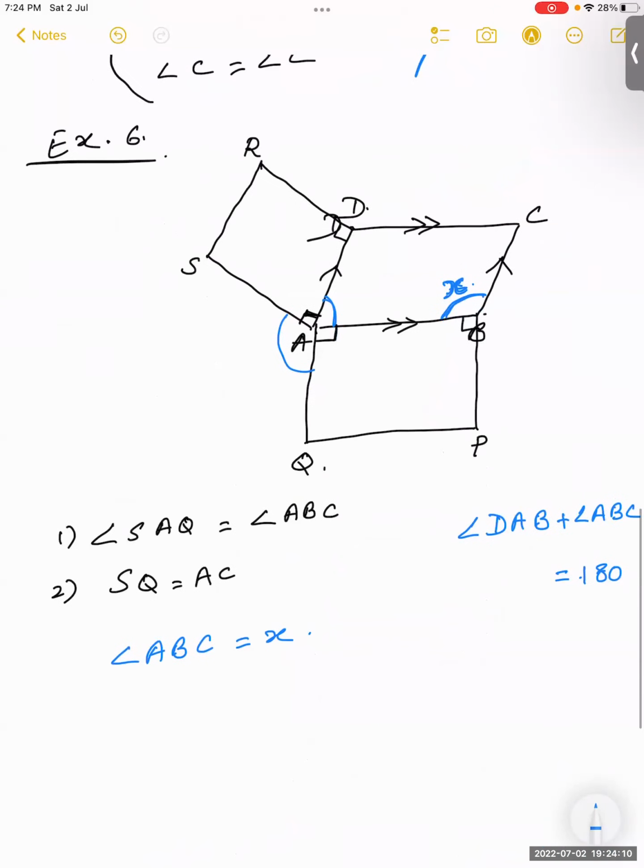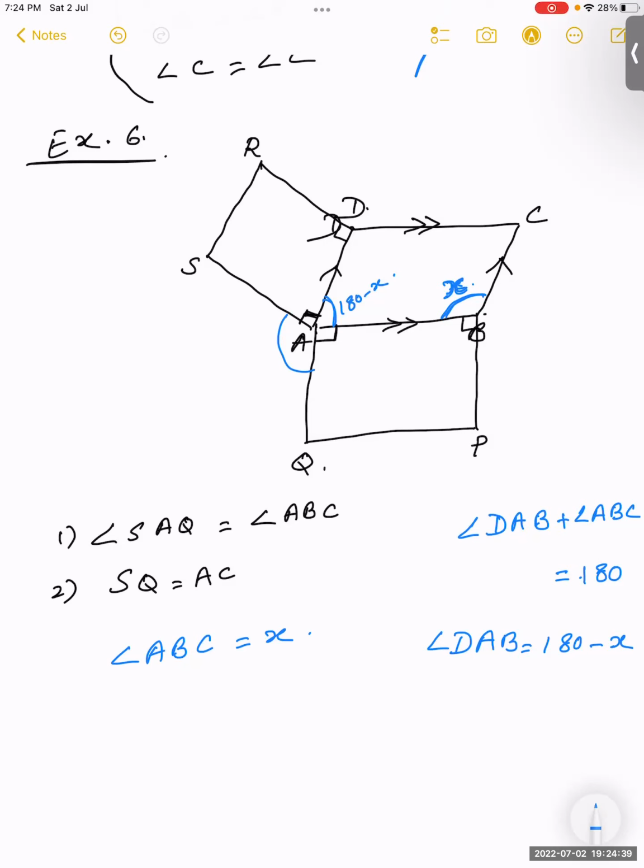So now, angle DAB plus angle ABC is 180 degrees. So what is angle DAB? DAB is 180 minus X. Did you understand this? Because I said angle ABC is X, so DAB is going to be 180 minus X, right? This is 180 minus X.